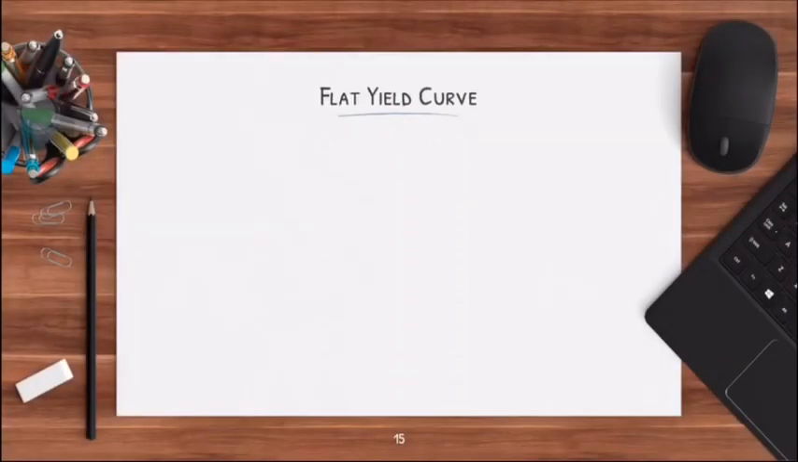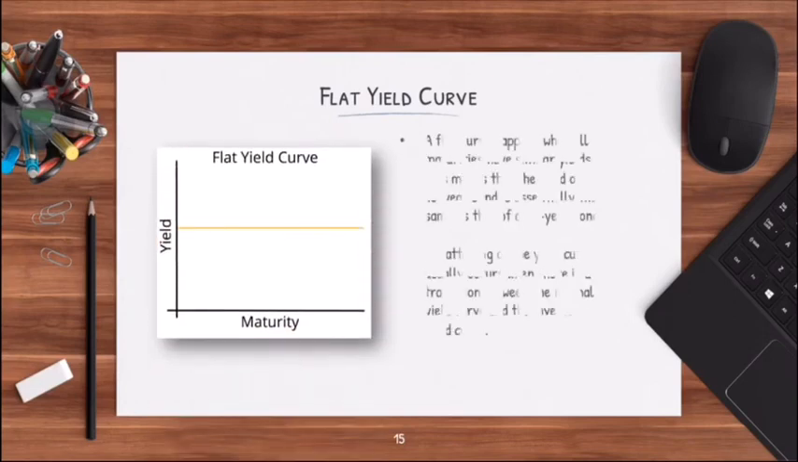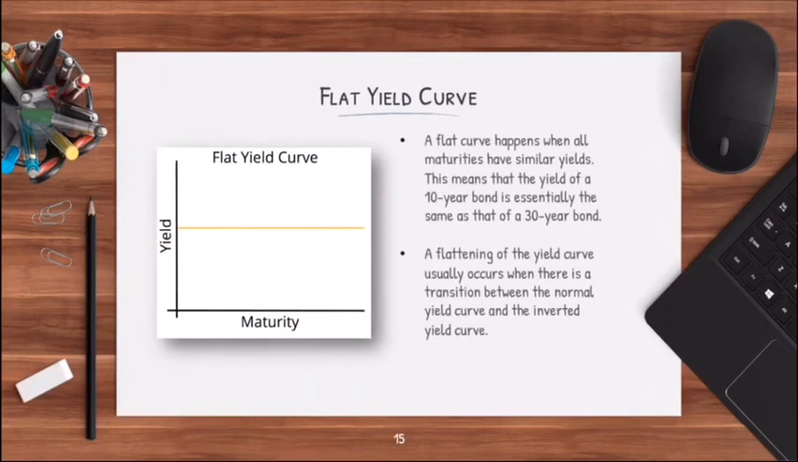Then the next one is the flat yield curve. A flat curve happens when all maturities have similar yields. This means that the yield of a 10-year bond is essentially the same as that of a 30-year bond. A flattening of the yield curve usually occurs when there is a transition between the normal yield curve and the inverted yield curve.